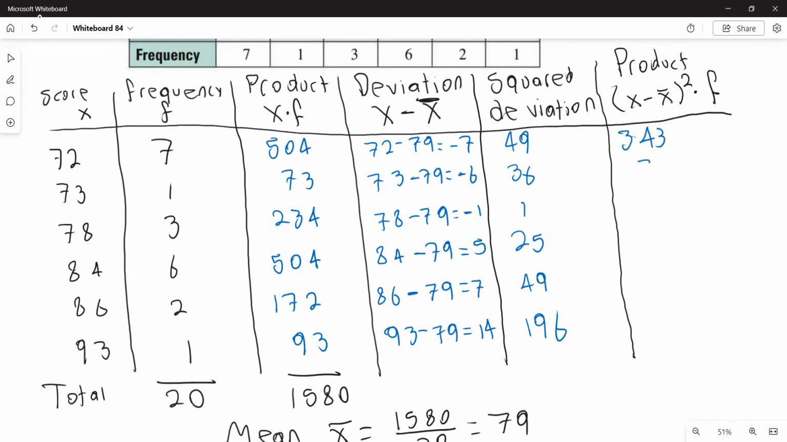36 times 1. 1 times 3. 25 times 6. 49 times 2. And 196 times 1. So that's going to be the sum of the square deviations. Once you add these numbers, the sum of square deviations is 826. Okay, so now we have all the information that we need.